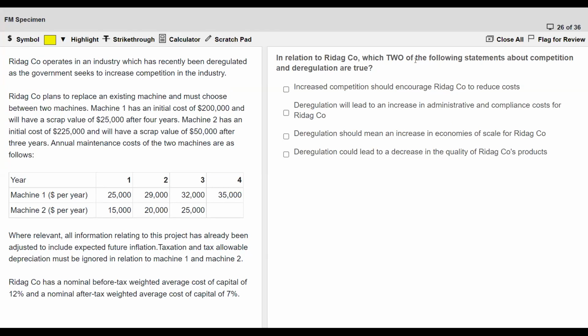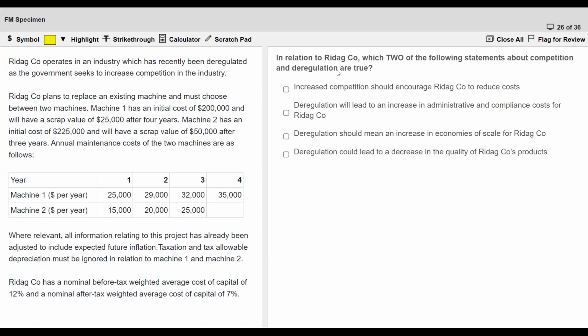It says in relation to RIDAC, which two of the following statements about competition and deregulation are true? RIDAC operates in an industry which has recently been deregulated as the government seeks to increase competition in the industry. RIDAC plans to replace an existing machine and must choose between two machines. Machine 1 has an initial cost of this and will have a scrap value of this. Machine 2 has an initial cost of this, will have a scrap value of this. Where relevant, all information relating to this project has already been adjusted to include inflation.